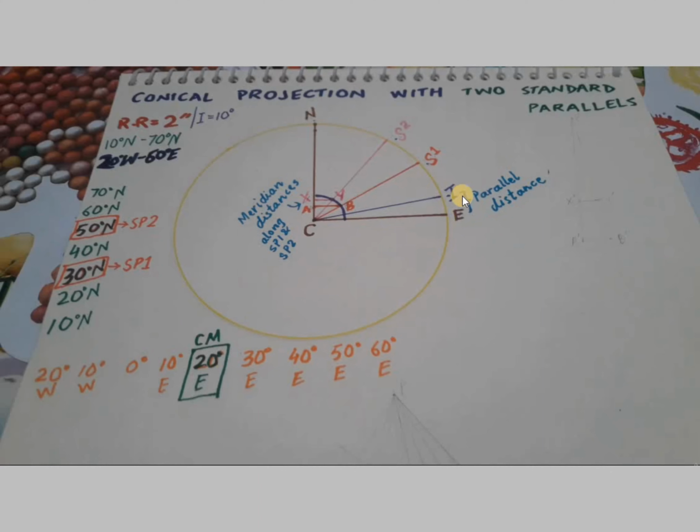The distance between I and E will be used for parallel distance, and these two lines, the XY and AB, both lines will be used as meridian distances along standard parallel 1 and along standard parallel 2. So this was the first phase of the projection construction. Now we will begin with the second phase.